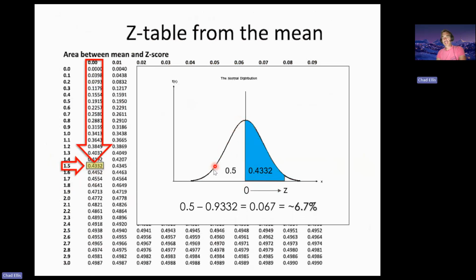But remember that since each half of the normal distribution has a probability of 0.5, all we have to do to determine the amount of area above our Z value of 1.5 is take the 0.5, which is the total right part of our normal distribution, and subtract 0.4332. Sorry, this should be 0.4332 there, not 0.9332. And that's going to give us a probability of 0.067, which in percentage is 6.7%. So again, sorry, that's an error right there. That 9 should be a 4.